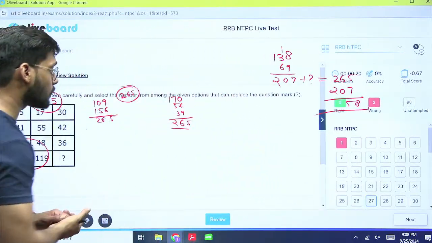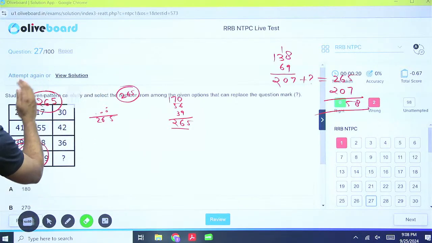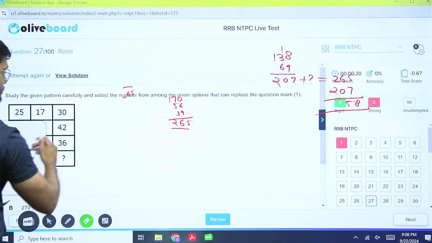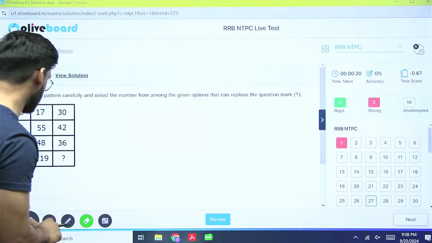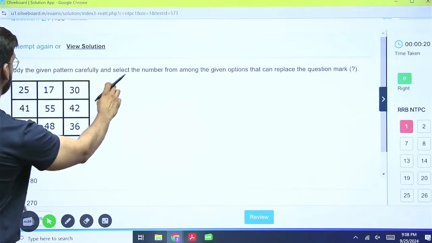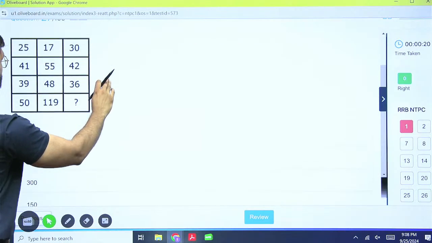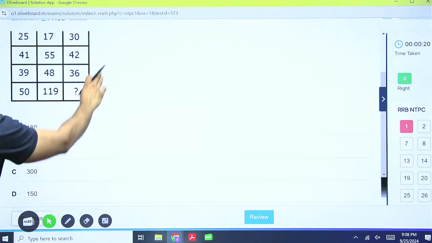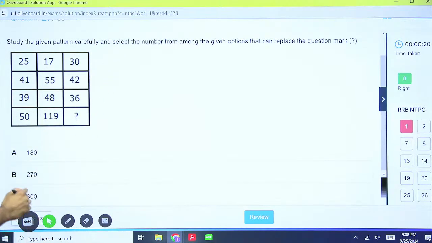Okay, we have one more question from the missing number series, or we can say table based series, such kind of pattern based questions. So let's see how we are going to solve this one. What is the logic used behind this question? Let's see. We have the numbers 25, 41, 39, 50. So how are we going to solve this one?